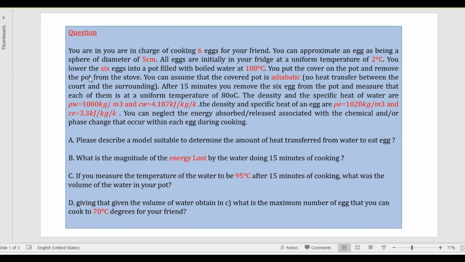Good day everyone. As you can see on our screen, we have a question. It's a thermodynamics question and it's related to energy transfer. So the question goes as follows. You are in charge of cooking 6 eggs for a friend. You can approximate an egg as being a sphere. So we should take note of that. Our egg is approximated to be a sphere. So that is one of our assumptions.